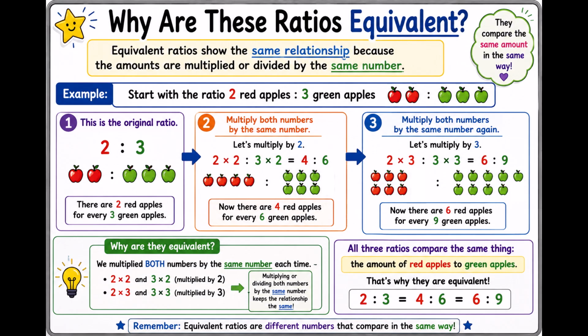When we look at this part right here, we see a pattern. If you don't see the pattern, let me help you see it. For the red apples, it increased by 2 every single time: 2, 4, 6. And then the green apples increase by 3 every single time: 3, 6, 9. Now you see the pattern? Excellent job.